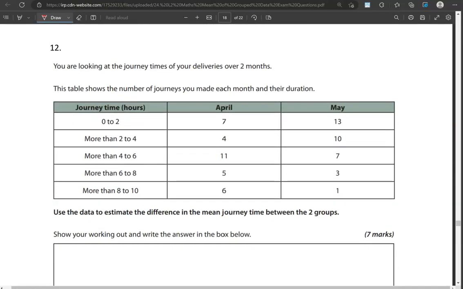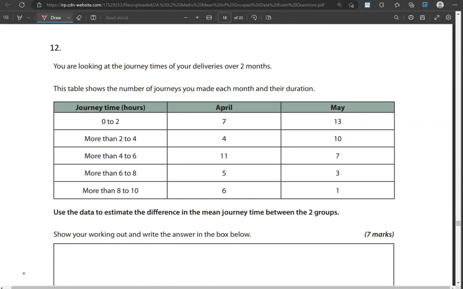You're looking at the journey times of your deliveries over 2 months. This table shows the number of journeys you made each month and their duration. Use the data to estimate the difference in the mean journey time between the two groups. Show your working out and write the answer in the box below. So we'll compare the mean journey time for April and May.